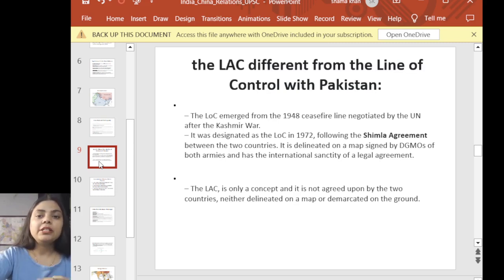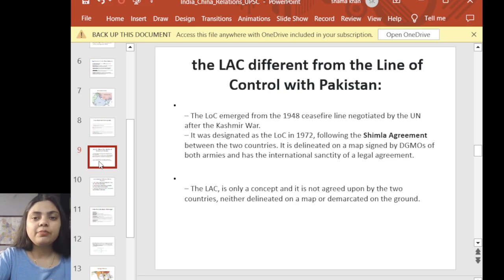It was designated as the LOC following the Simla Agreement. The Simla Agreement was signed in the year 1972, during Indira Gandhi's regime, and Zulfikar Ali Bhutto was the Prime Minister of Pakistan.